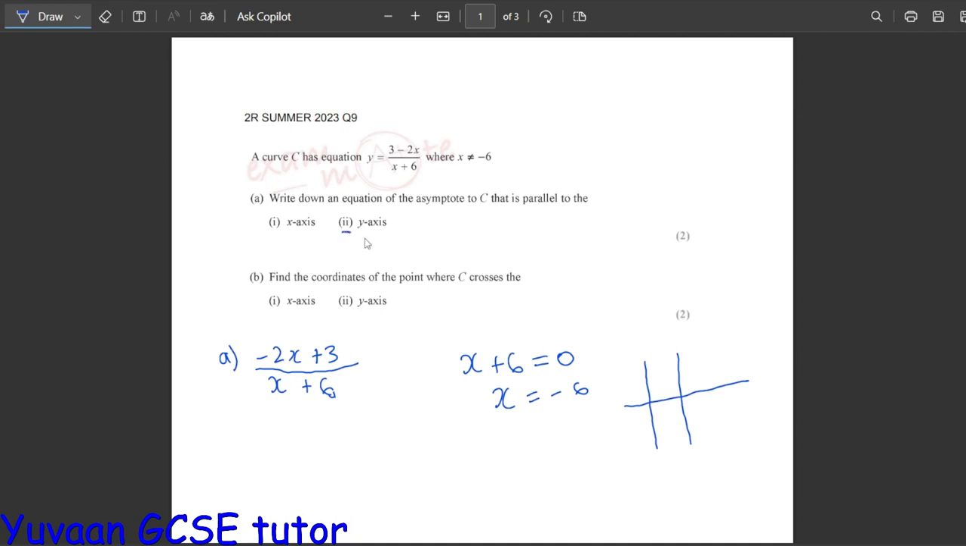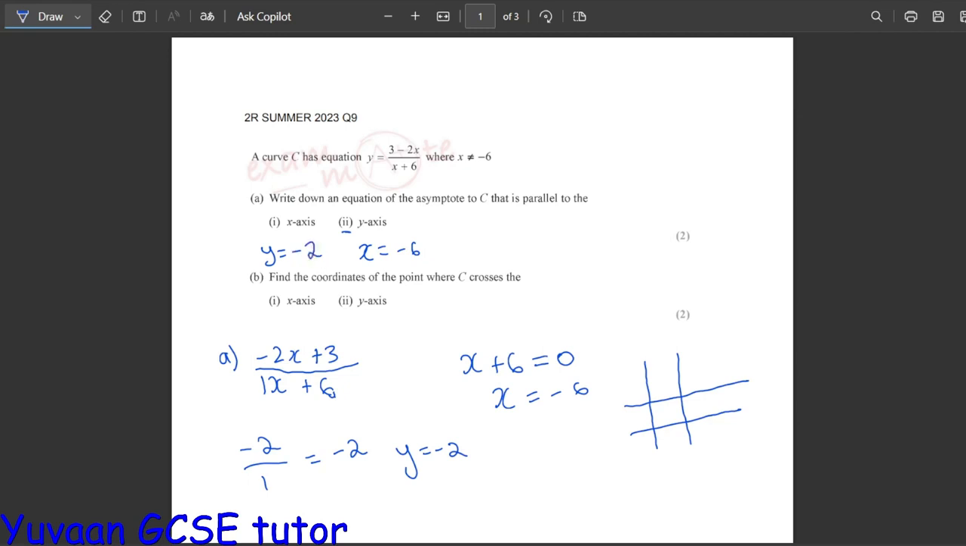So for part A, x equals minus 6, that is the equation of the asymptote that's parallel to the y-axis. Now for the x-axis, obviously it's going to be y equals something. To find the equation of the asymptote that's parallel to the x-axis, or the horizontal asymptote, what we have to do is divide the coefficient of the highest power of x on the numerator by the coefficient of the highest power of x on the denominator. So it's minus 2 divided by 1 equals minus 2. So y equals minus 2. It's going to look something like this.